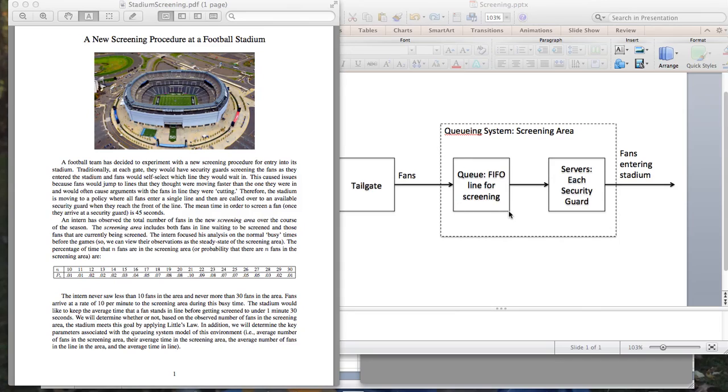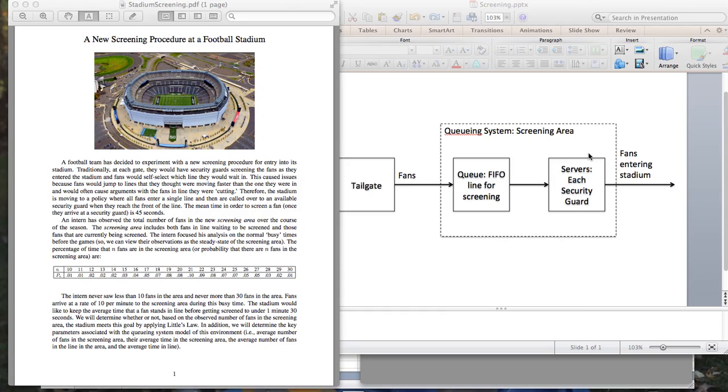They're going to enter the queue, enter the line, waiting for a security guard to open up, and once the security guard opens up for them, they get screened. So the queue itself is just everyone waiting in line for the security guards. The serving mechanism, or the servers, are each security guard. And once you're served, you can now enter the stadium. So we have at a high level the picture of what the queuing system looks like.